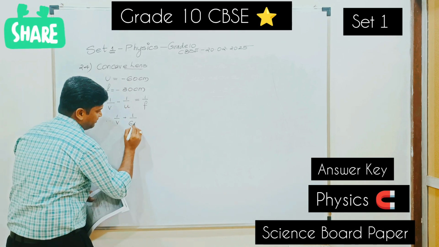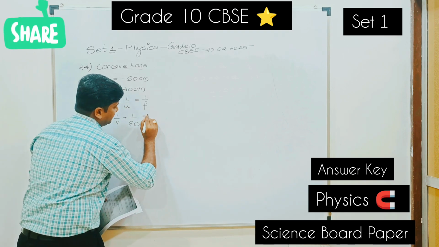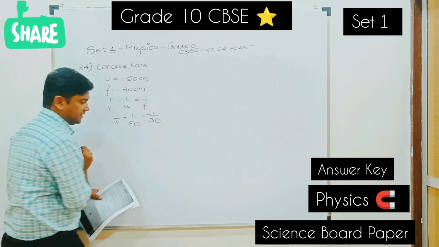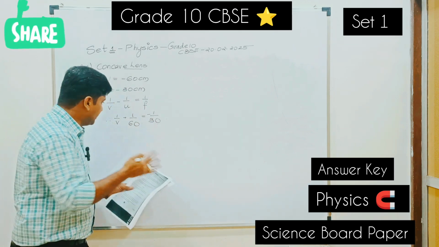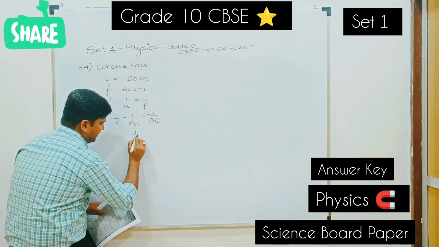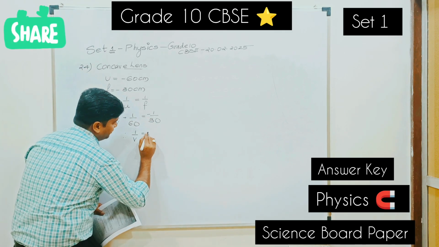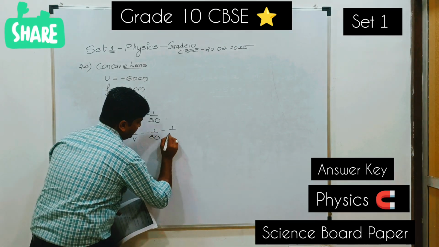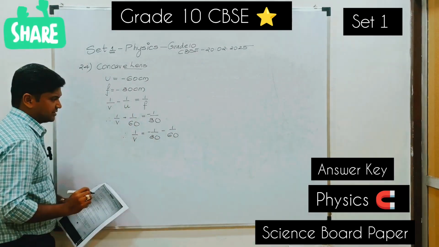So I'll be getting 1 by 60 and even the focal length is negative, so it's 1 by 30. Fine, children. Now what to do? I'll take this plus 1 by 60 that side. So I'll be getting 1 by v, which is equal to minus 1 by 30 and minus 1 by 60.